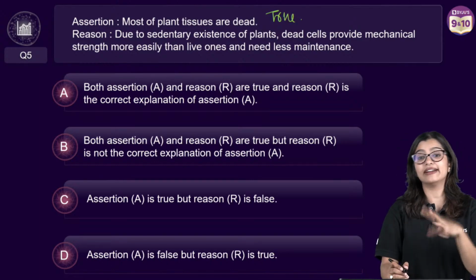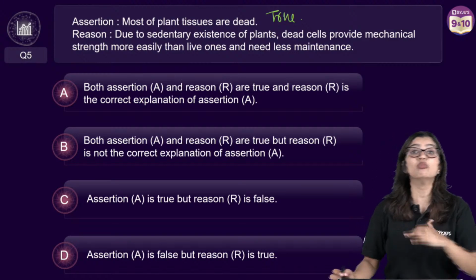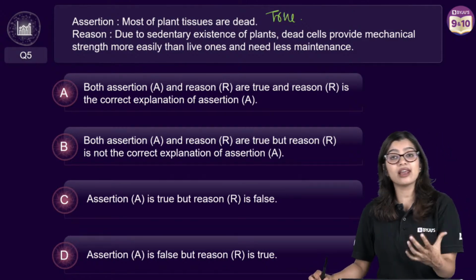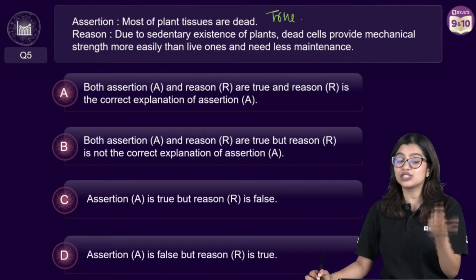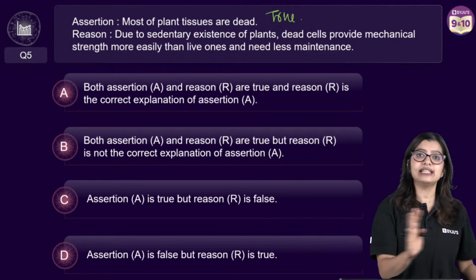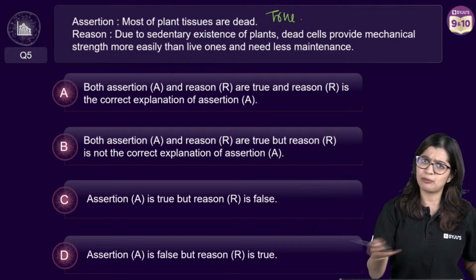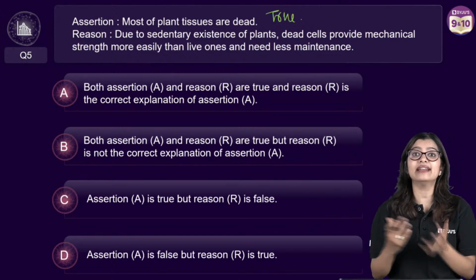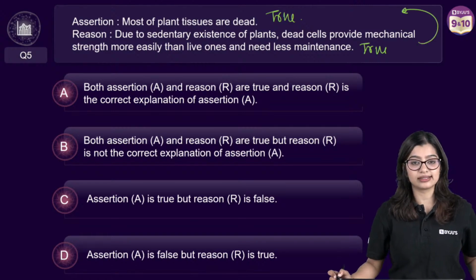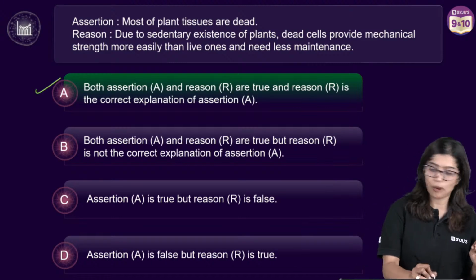Now, why is it that we find a greater percentage of dead cells? Because plants don't have the ability to move around and protect themselves, right? Plants are found fixed to the ground. So they require more mechanical strength, rigidity, protection, and they need less maintenance. Unlike living cells, because when a cell is living, it requires constant supply of food. We know that it needs energy. So we see that the maintenance is more. Which is why this is also true and this justifies the answer. Which is why the correct answer here, as many of you have given me, is option A.